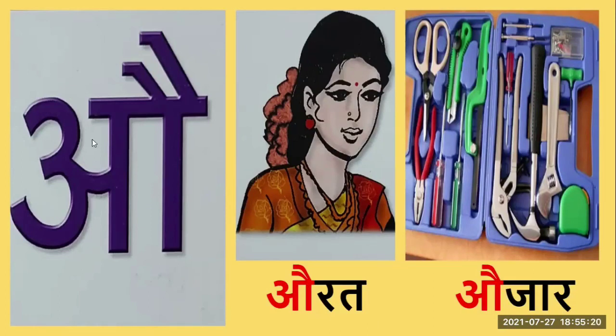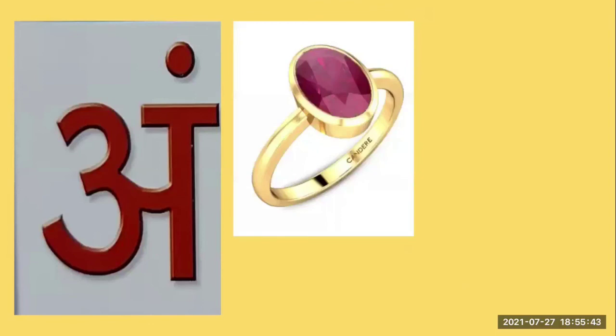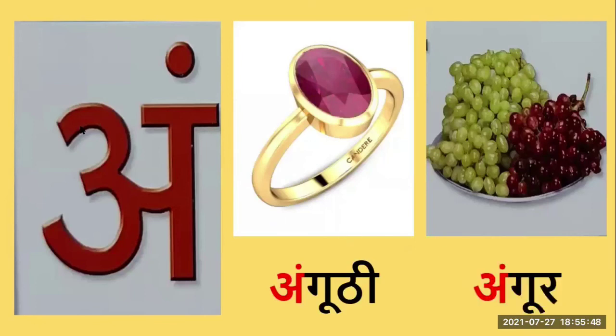So this letter is called Au, and the two words we saw starting from this letter are Au se aurat, Au se auzar. After Au comes the letter Ang. This is A, and there is one dot above it. It becomes Ang.